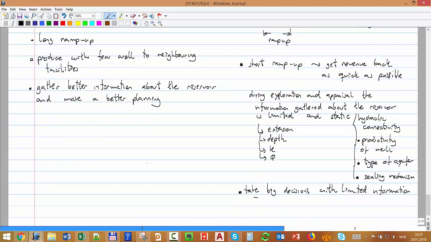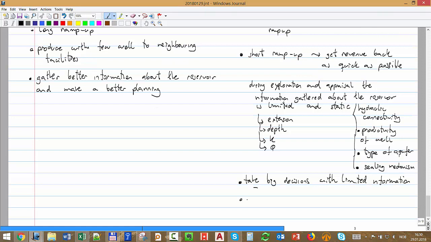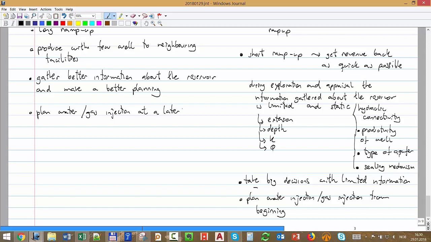Well, also a critical thing is that when you plan, you always have to plan the reservoir depletion strategy. How are you going to produce that field? What is going to give the energy? You might have just an aquifer that is going to support it, or you're going to do it just with gas injection or water injection. So to plan water injection, here you have to plan water or gas injection from the beginning. Like here I can plan water or gas injection at a later stage.